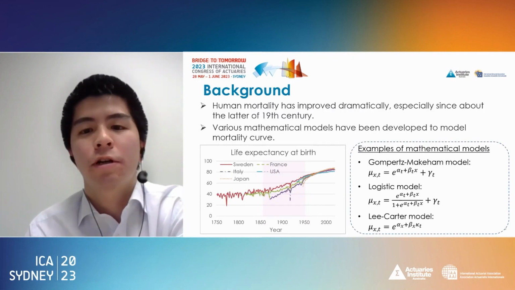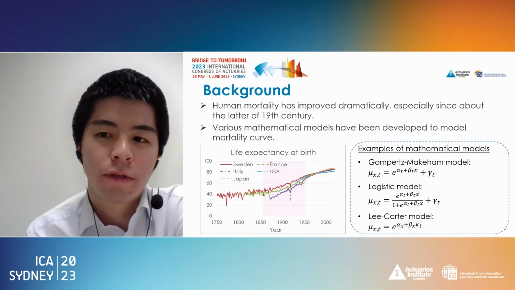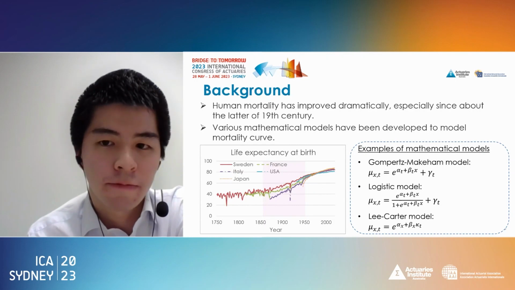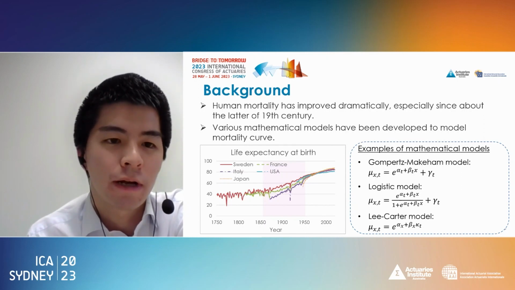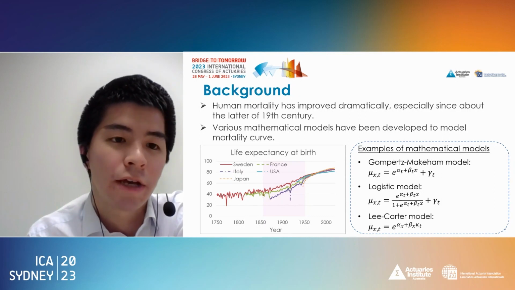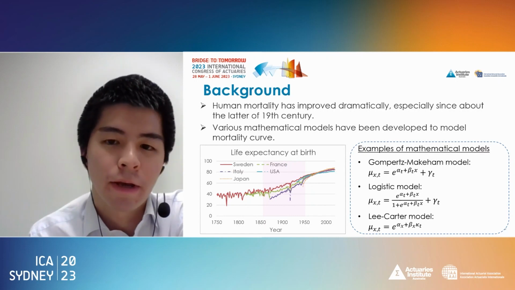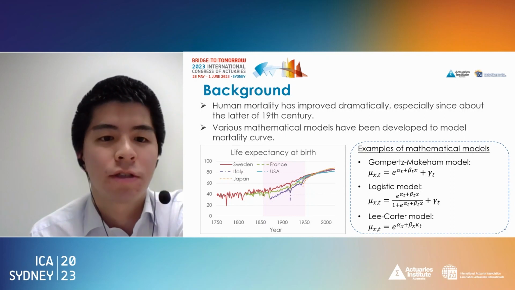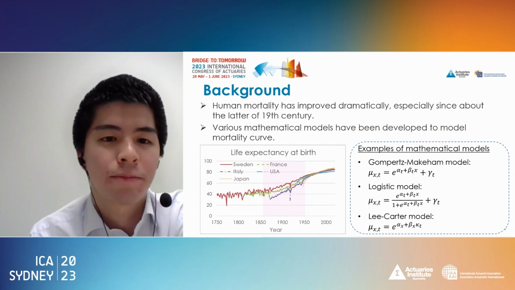Historically, human mortality has improved significantly. The graph shows trends of life expectancy at birth of some countries. We can observe a continuing increase of life expectancy and that the improvement accelerated since about the latter part of the 19th century. In response to the improvement of human mortality, various mathematical models have been developed, such as the Gompertz-Makeham, logistic, and Lee-Carter models. Their expressions are shown in the bottom right.